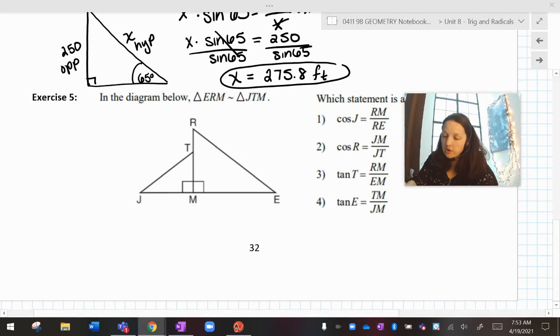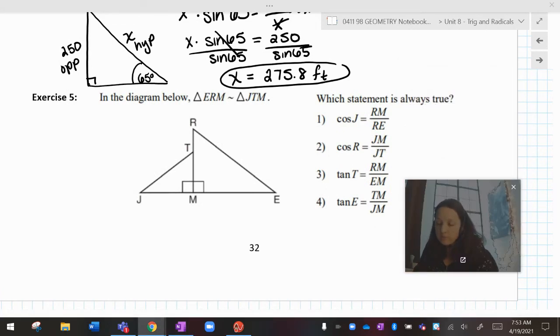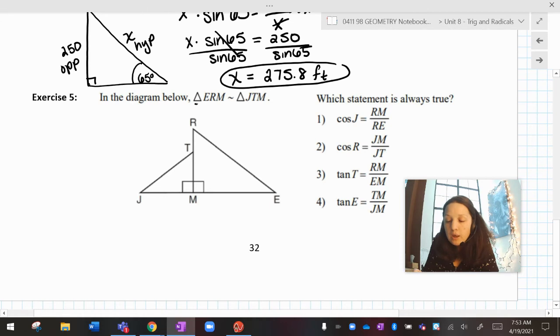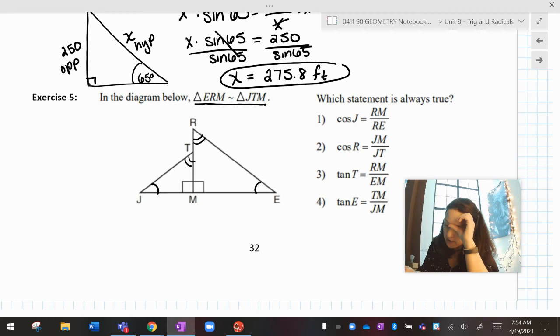Okay, down here it says in the diagram triangle ERM is similar to JTM. If I know that those are similar, then I know that the angles are the same. Angle E is the same as angle J. Angle R is the same as angle T, and the M angles are both 90. Which statement is always true? All right, well, cosine J equals RM over RE. So let's see. Cosine J would be adjacent, JM, over hypotenuse, JT.